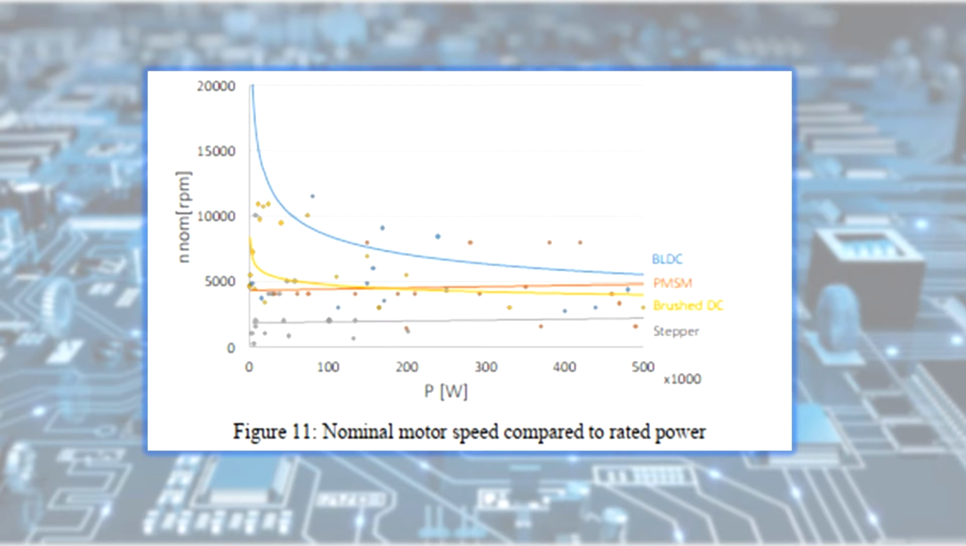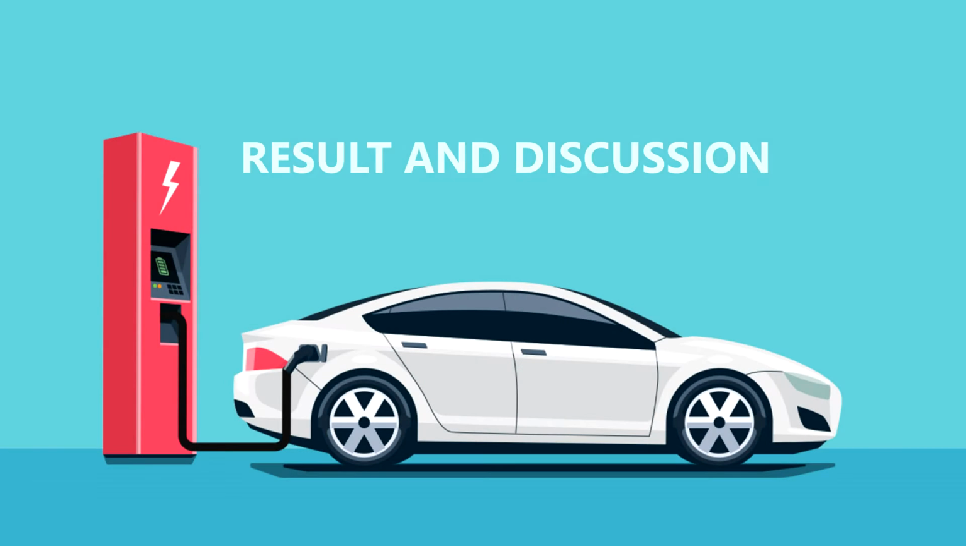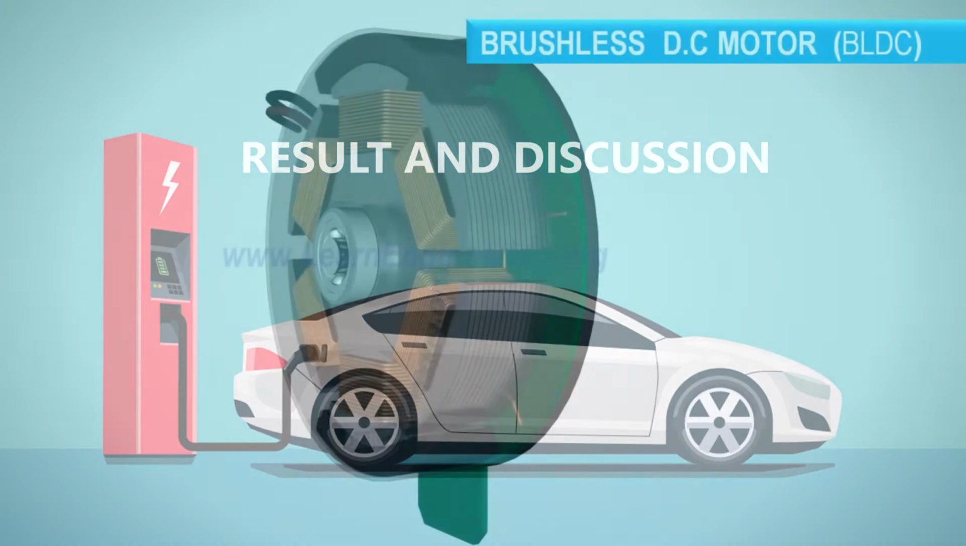We are looking at the graph between nominal motor speed against rated power. We can see that the brushless DC motor has higher nominal motor speed at lower power than the brushed DC motor. I will continue with the explanation about the results and discussion: brush DC motors versus brushless DC motors.